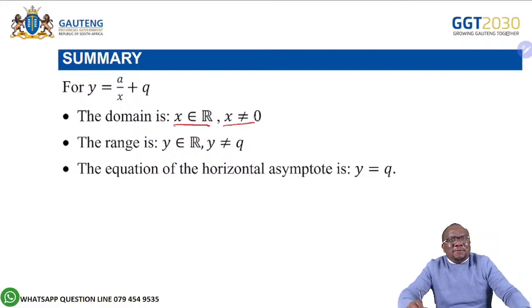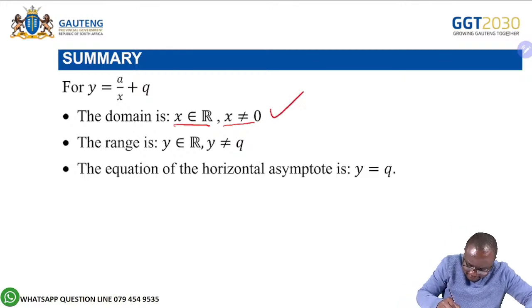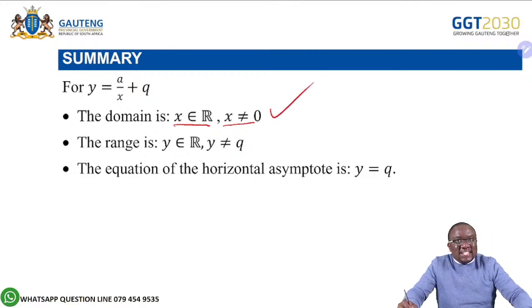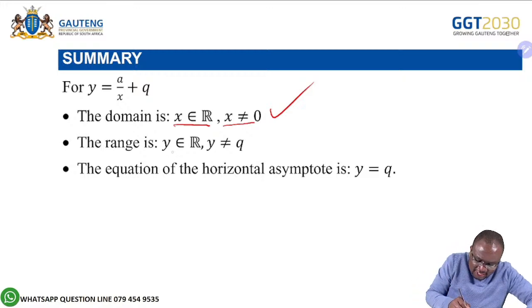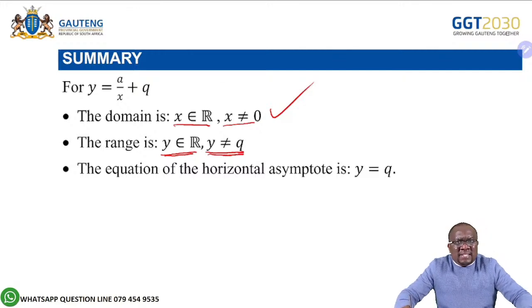Oh, I'm confused. I thought I made a mistake. The domain, this is the domain. Oh, yes, this is perfect. Okay, and then the range now is the one where we say y is an element of real numbers, but y is not equal to q. You see that? Okay, we learned that today.